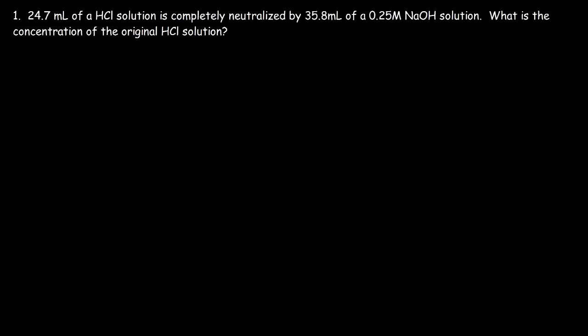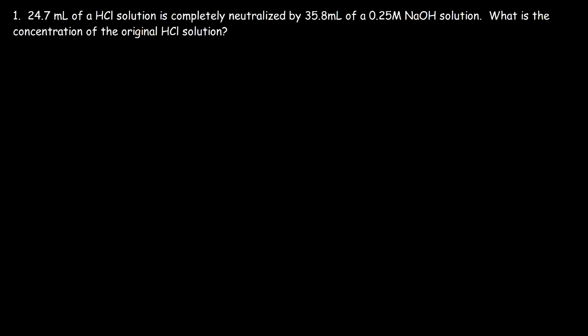In this video, we're going to focus on solving acid-base titration problems. So let's start with this one. 24.7 milliliters of an HCl solution is completely neutralized by 35.8 milliliters of a 0.25 molar sodium hydroxide solution. What is the concentration of the original HCl solution? So we're going to find the answer using two methods, using an equation and by dimensional analysis.